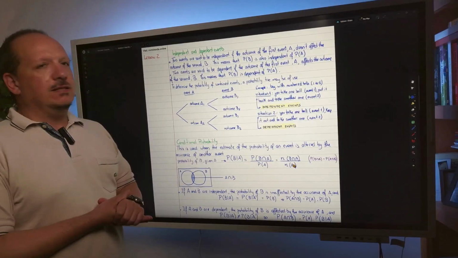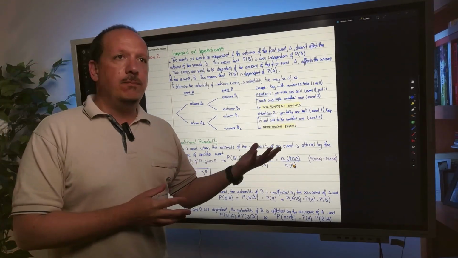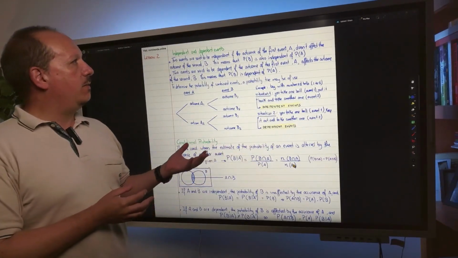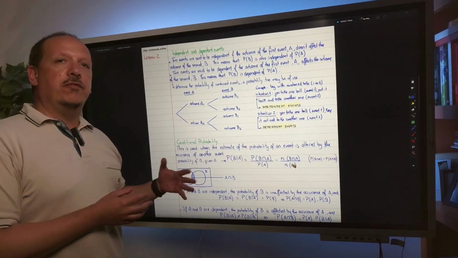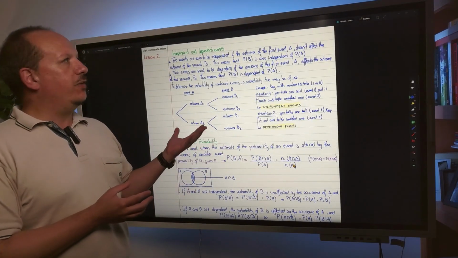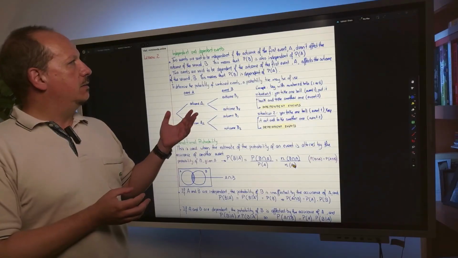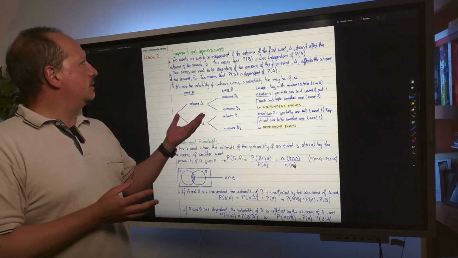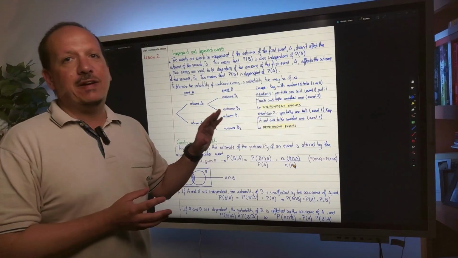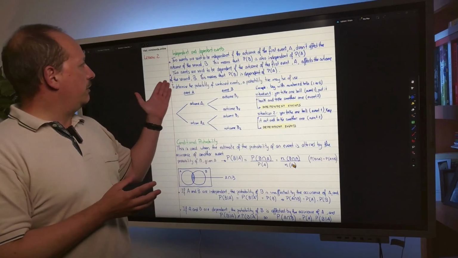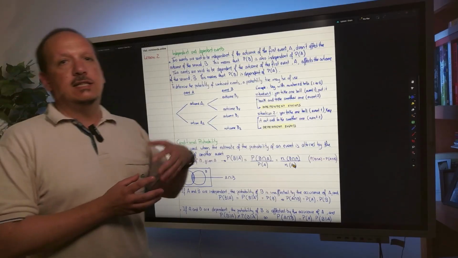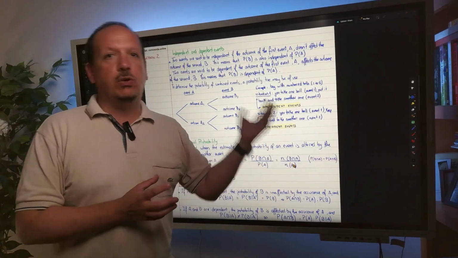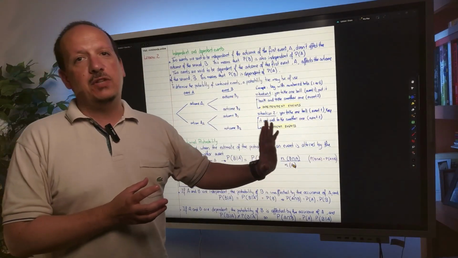They are independent if the outcome of one doesn't affect the outcome of the other one. If you have two events A and B, whatever the outcome of A is not going to affect the outcome of the event B. However, if they are dependent, then the outcome of event A, the first one, is going to affect the outcome of the event B.